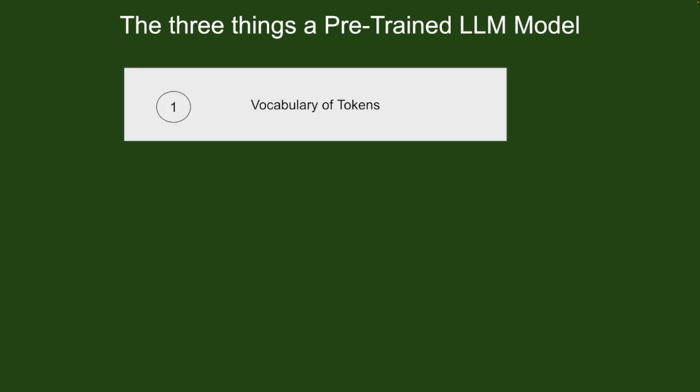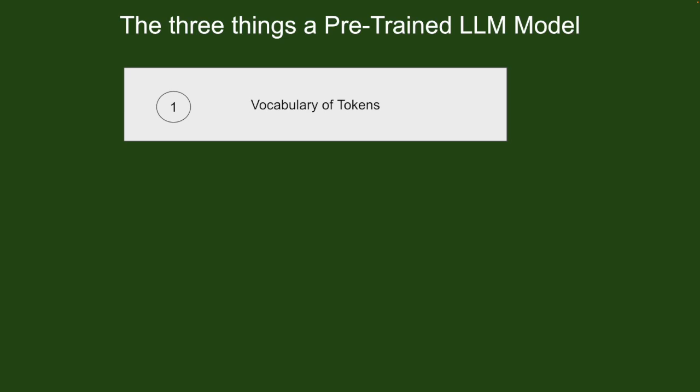In this video, let's try to understand the three major things a pre-trained LLM model contains. The first thing is it contains a vocabulary of tokens. We will load a small LLM model and see each of those things in more detail, but let's first understand the theory here.